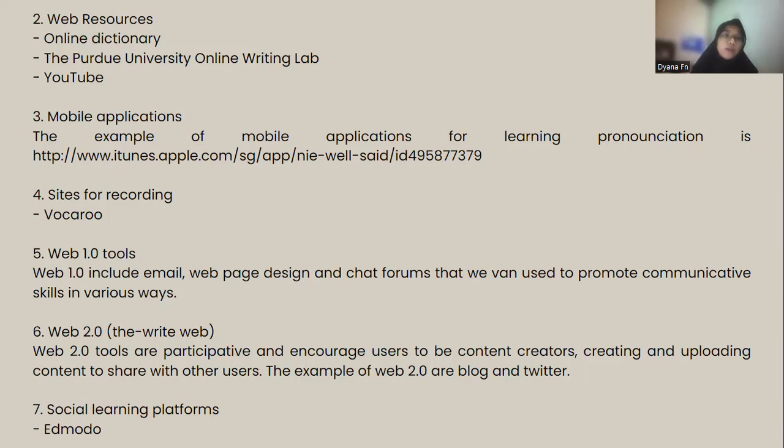Number five is Web 1.0 tools. Web 1.0 tools include email, web page design, and chat forums that we can use to promote communicative skills in various ways. Number six is Web 2.0, the read-write web. Web 2.0 tools are participative and encourage users to be content creators, creating and uploading content to share with other users. The examples of Web 2.0 are blogs and Twitter. The last one is social learning platforms. In the article, the example of social learning platforms is Edmodo.